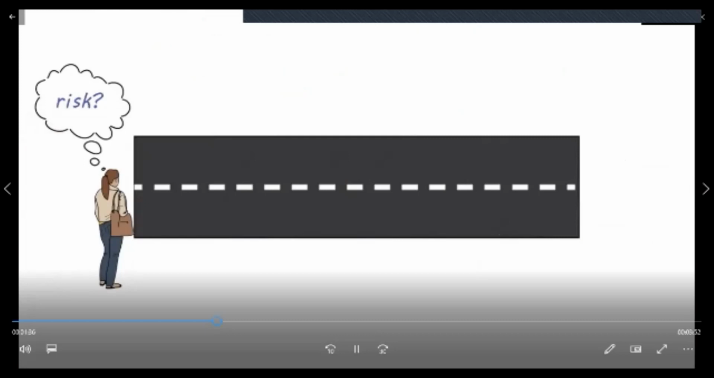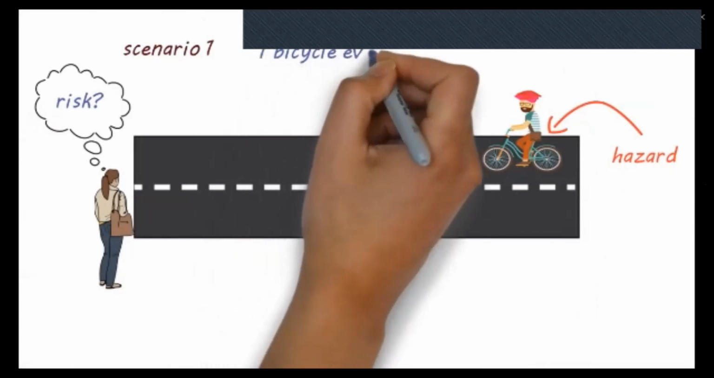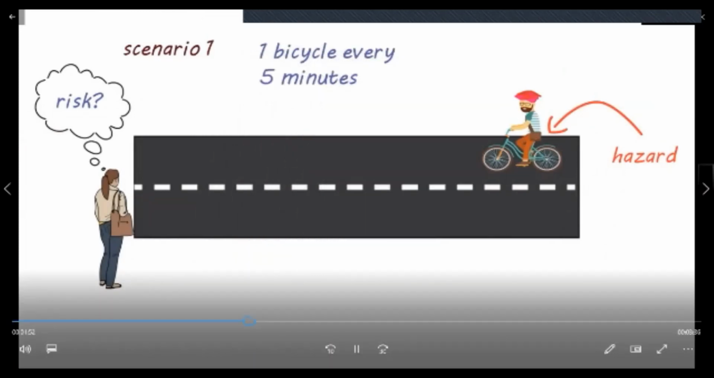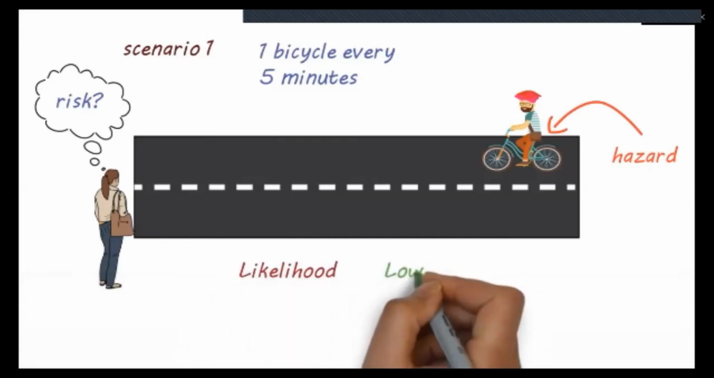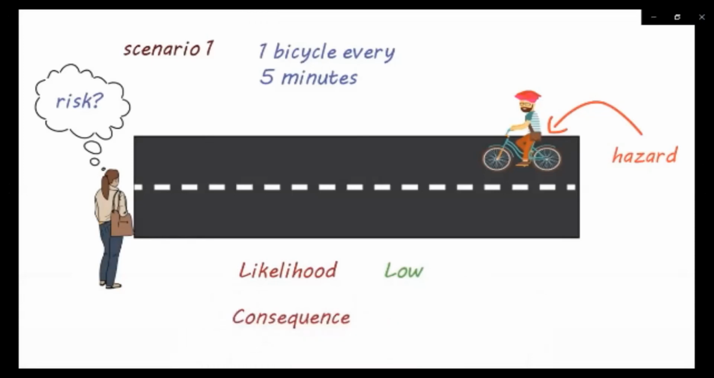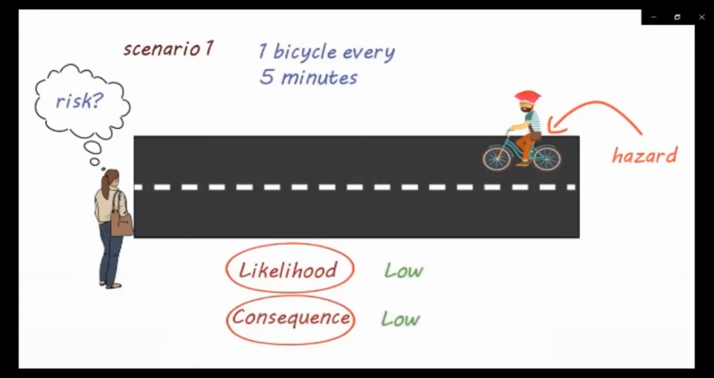In the first scenario, our hazard is a bicycle. Let's assume there are only bicycles allowed on this road. Let's also assume that the road is not that busy and there's only one bicycle every 5 minutes. Because bicycles don't go on that road very often, the likelihood of the bicycle crashing into you is low, right? If the bicycle does crash into you, the consequence would be relatively low, wouldn't it? So in this scenario, the likelihood and the consequence are both low. Therefore, the overall risk is low.